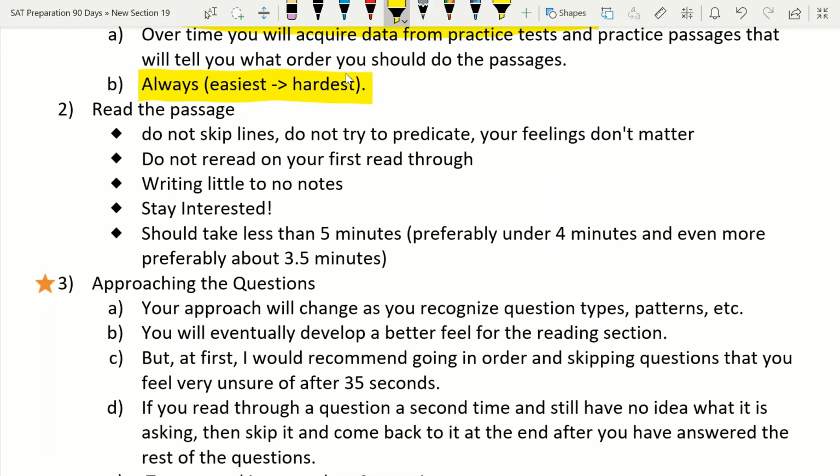And I'm going to explain my recommendation for reading the passage. So I recommend that you do read the passage before you look at the questions. I recommend that you don't skip lines. I recommend that you don't try to predict. And I recommend that you understand that your feelings do not matter, right?